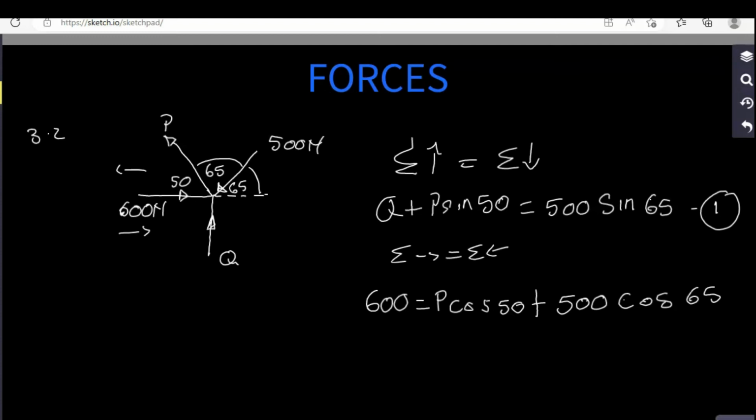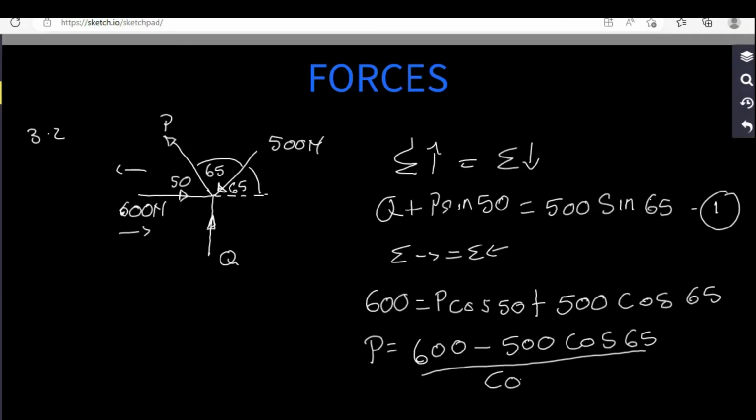We only have one unknown in this equation, which is P. Therefore, we are going to say P is equals to 600 minus 500 cos 65, divided by cos 50. And that will give us the value of P as 604.696 newtons.